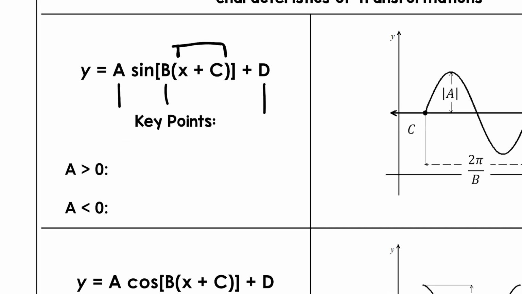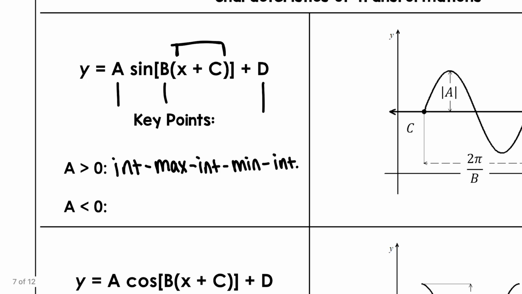So whenever A is above 0, this is like our standard sine graph, right? We start out at an intercept, we go to a maximum, we go back down to an intercept, we go to a minimum, and then back up again to an intercept. But if it's negative, it'll still start out at an intercept, but instead of going to a maximum, we'll be going to a minimum. Back up to an intercept, back up to a maximum, and then back down to an intercept.